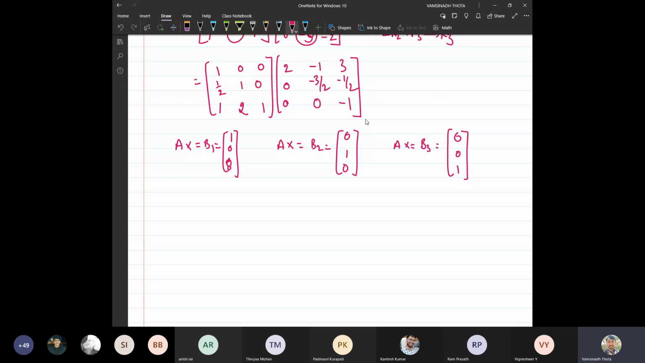Okay. Now I'll give you 2 minutes each. Give me x1, x2 and x3, where x1 is the solution for the first system, x2 is the solution for the second system and x3 is the solution for the third system. Use the LU decomposition technique, forward substitution and the backward substitution, and give me x1, x2 and x3. Everyone, please start. Please do it.